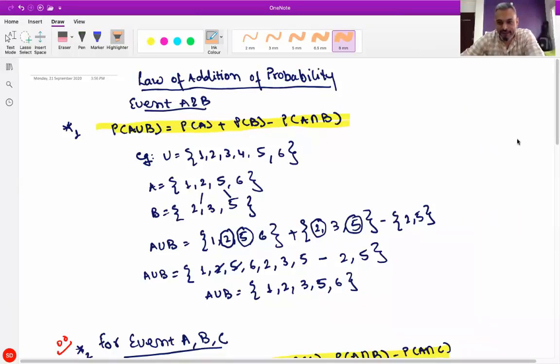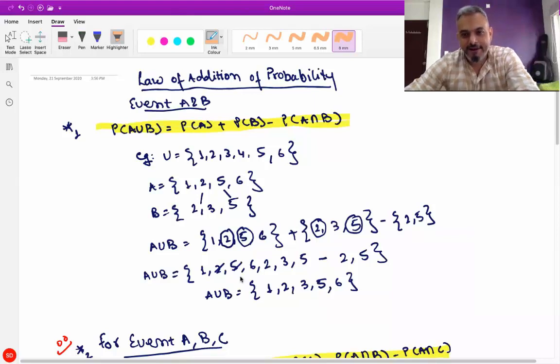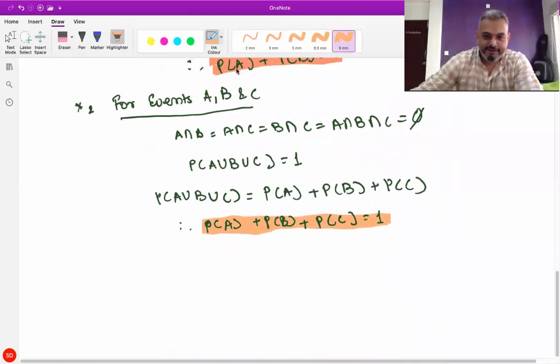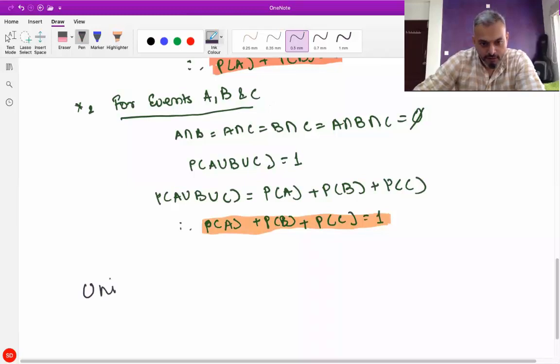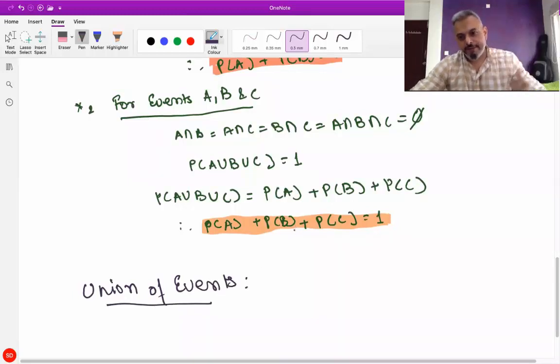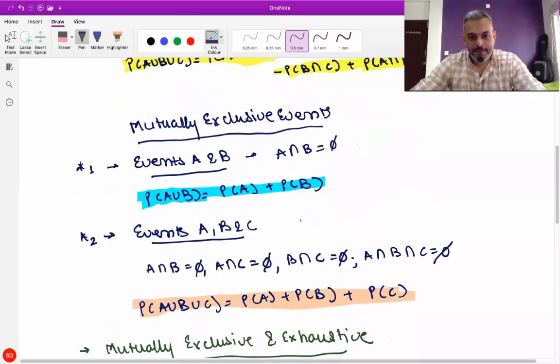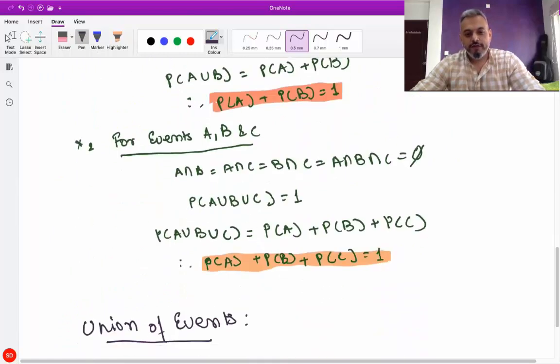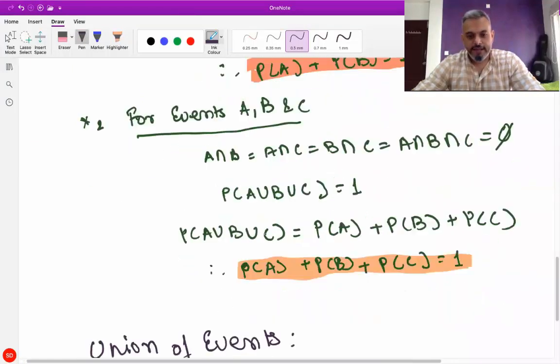So we rewind and go back to our first lecture where we said, when will we take union of events. So union of events, कब लेंगे हम? क्योंकि जहां पे हम यूनियन ऑफ इवेंट्स लेंगे वहां पे ही हम लॉ ऑफ एडिशन ऑफ प्रोबेबिलिटी करेंगे.